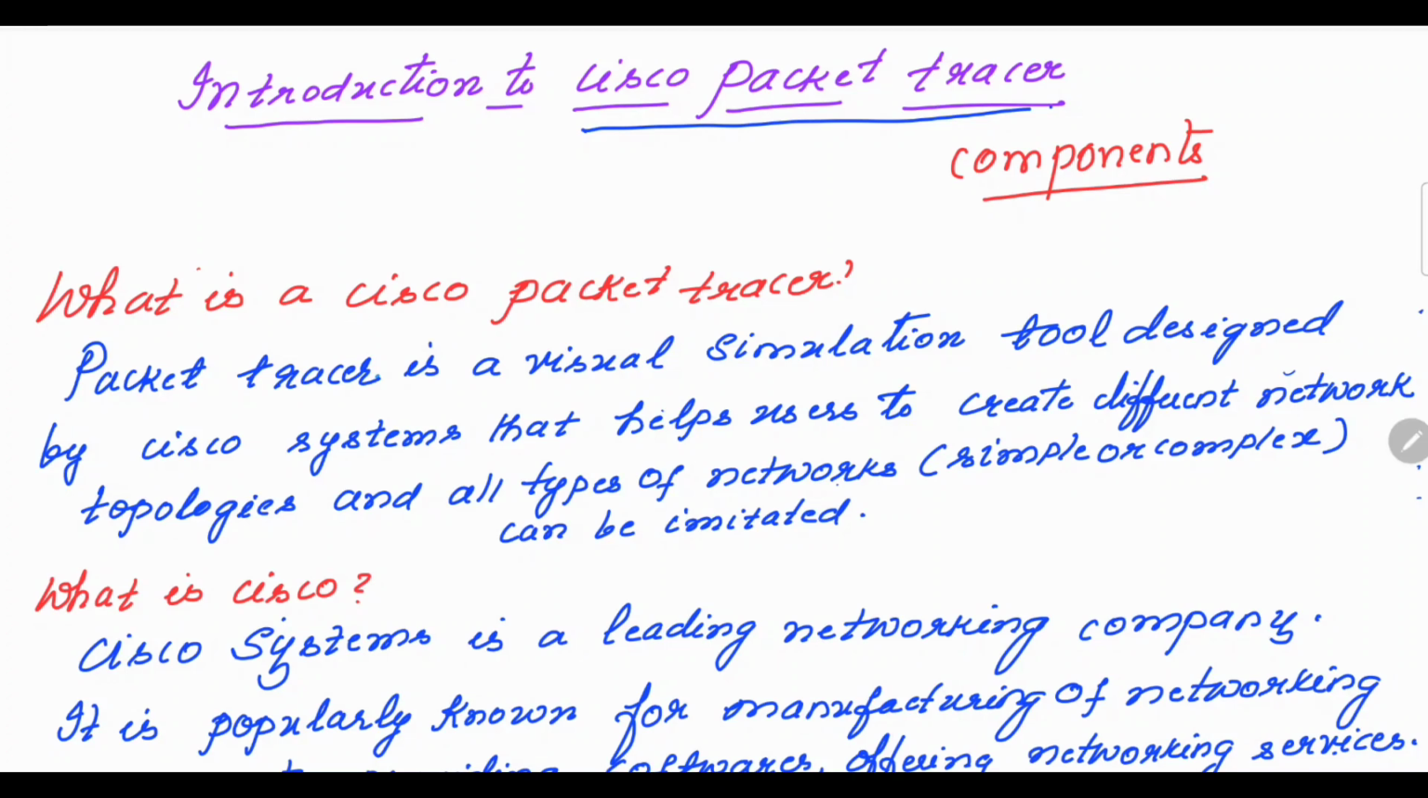Now let us come to this introduction to the simulator. Here the simulator used is Cisco Packet Tracer. In this particular session, I have started explaining in a question and answer form. But more or less what I want to convey for this introduction, I shall be conveying in this video session. So what is a Cisco Packet Tracer? Cisco Packet Tracer is a visual simulation tool designed by Cisco Systems that helps users to create different network topologies, and all types of networks, simple or complex, can be imitated.